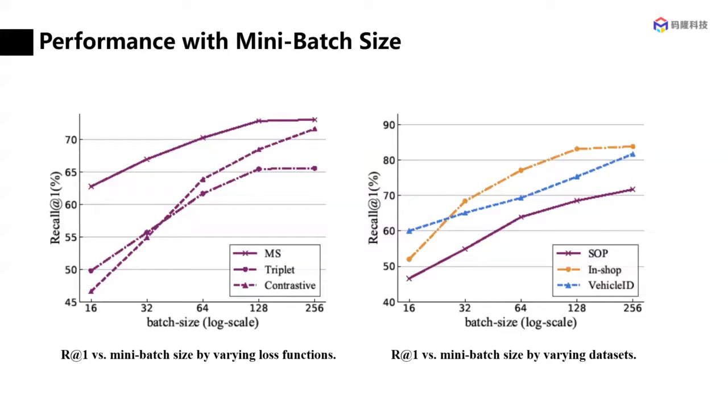A straightforward solution is to enlarge the batch size. We study the performance of three widely used loss functions with increasing batch size on three large-scale few-shot datasets. We observe that the performance consistently grows with the increasing batch size. However, batch size is limited by GPU memory and cannot increase arbitrarily.